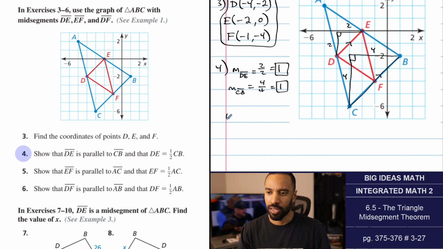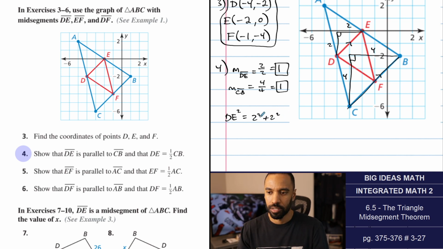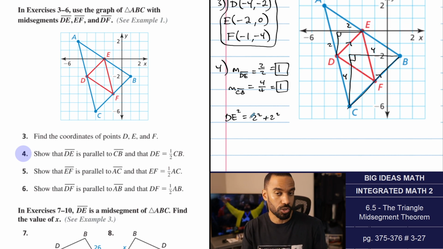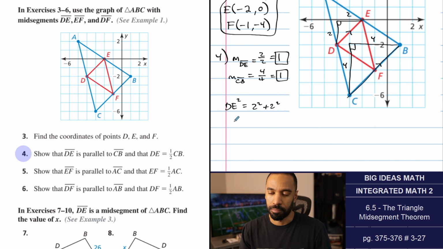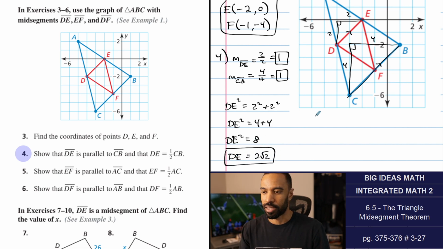But for the length of segment DE, DE squared is 2 squared plus 2 squared. A squared plus b squared is c squared. Anyway, I was saying that when I counted up and over, that helped me get those lengths as well. I can use that without having to do a big subtraction. So DE squared is 4 plus 4. DE squared is 8. And DE is the square root of 8, which is 2 root 2. That's that length.